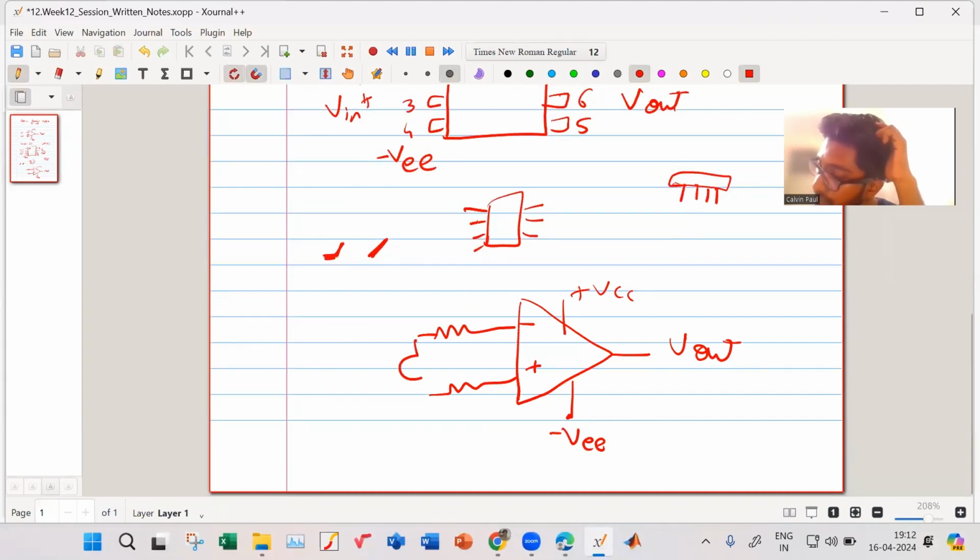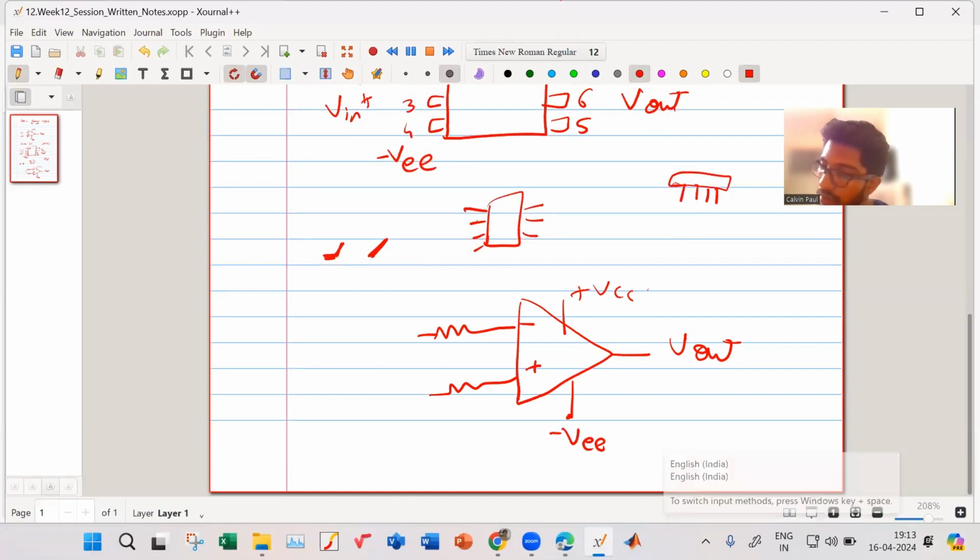And over here, you connect some inputs. So this plus VCC, how will you give a plus VCC in your actual circuit? How will you give this plus 15 volt or plus 12 volt to that pin, whatever you mentioned?